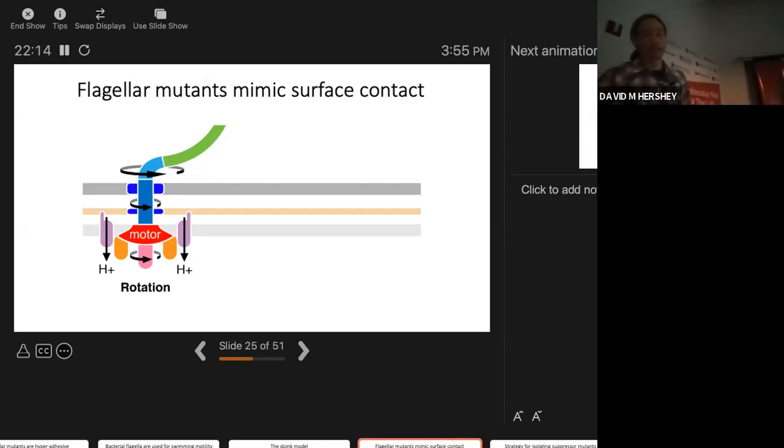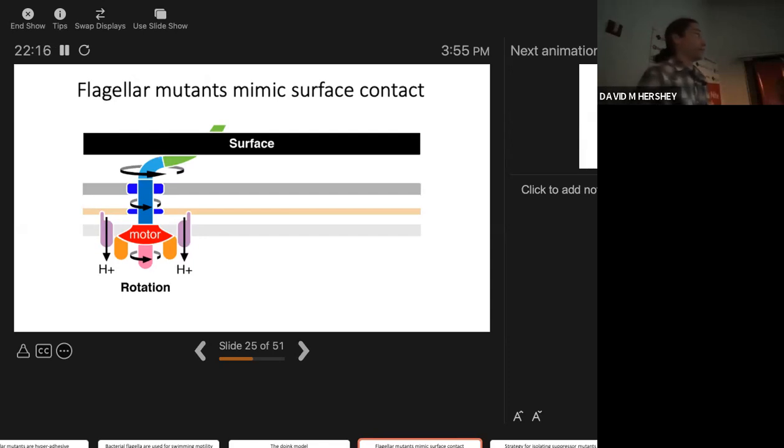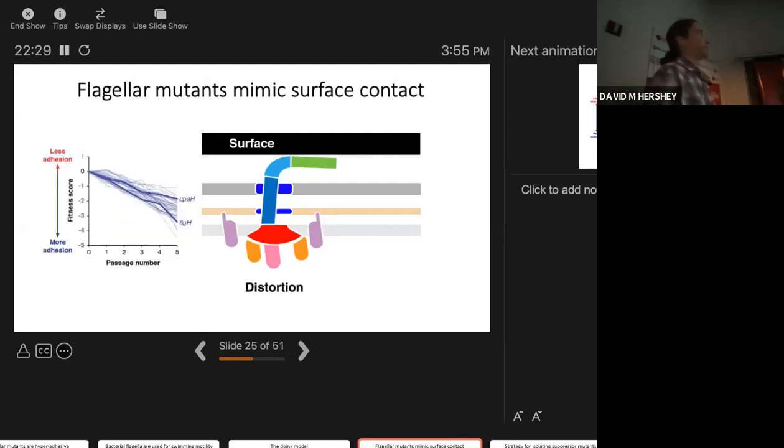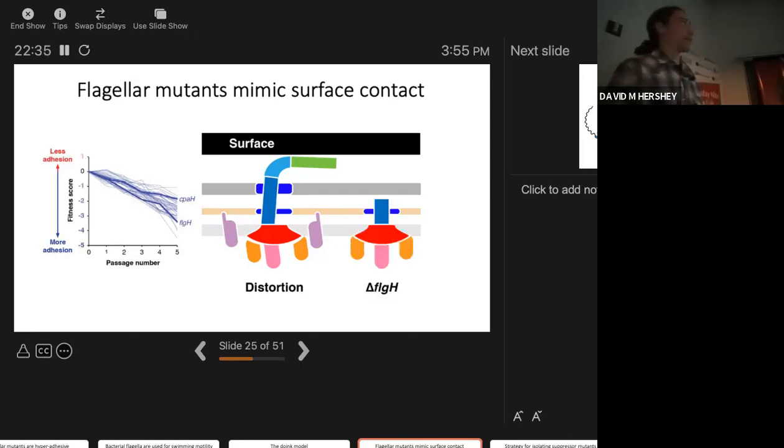So what we think happens when a cell encounters a surface is that the rotation of the filament becomes obstructed and the motor gets distorted in a way that the cell can sense as a cue to activate adhesion, right? So when we thought about this and we looked back at these hyperadhesive phenotypes, we started to think about this in the context of stalled assembly intermediates, right? What we think is happening when we mutate these flagellar genes is that instead of the cells not having a flagellum, they have misassembled flagella.